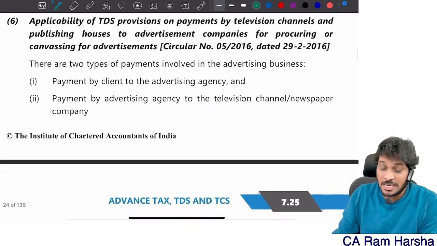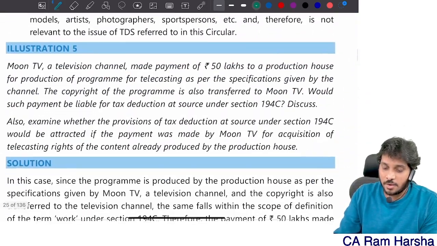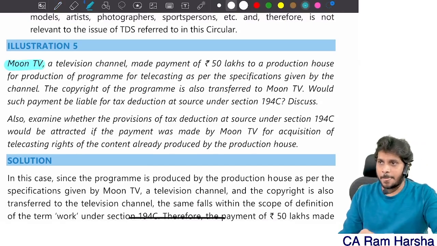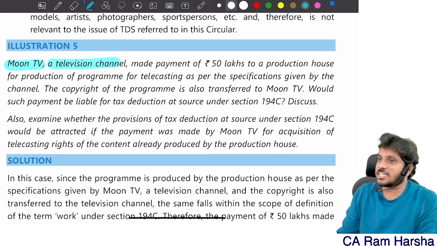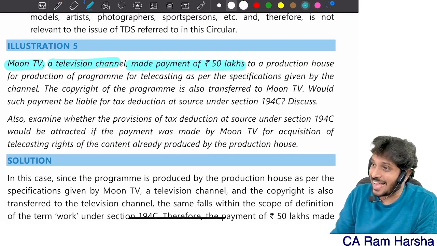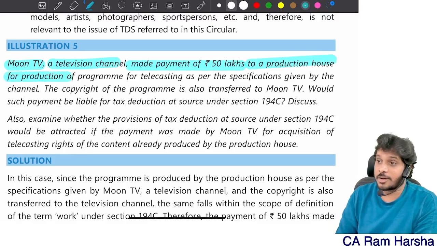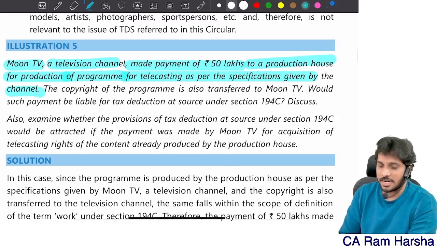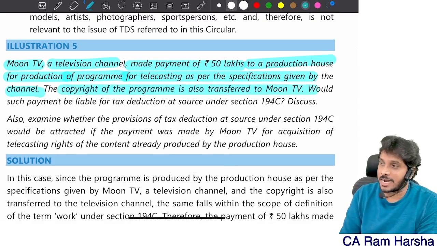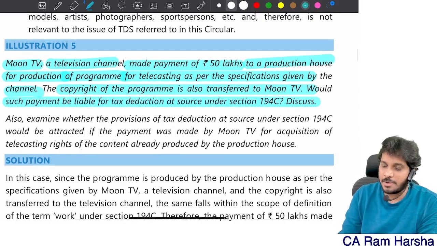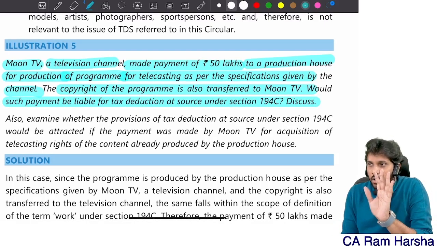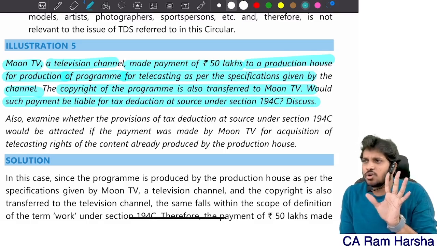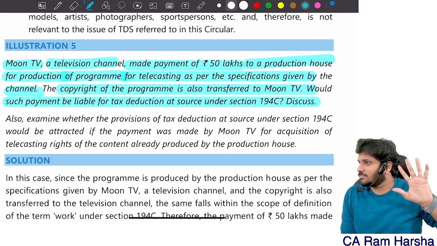Then in this one, a case study is there. What about TDS applicability? Let us look at this question. Moon TV, a television channel, made a payment of 50 lakh rupees to a production house for production of a program for telecasting as per specifications given by the channel. The copyright of the program is also transferred to Moon TV. Would such payment be liable for tax? See, simple. If I am paying only for telecasting and advertising, that amount will come under 194C.